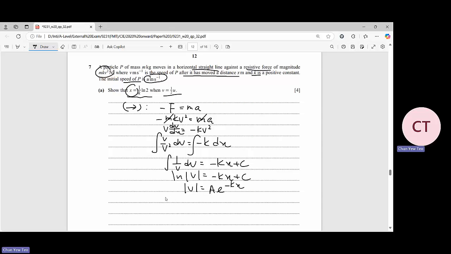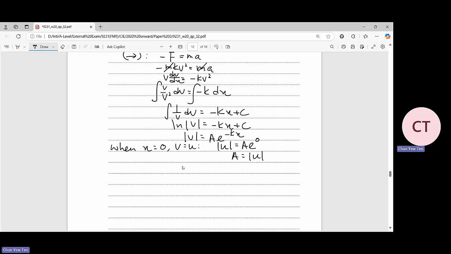So we need to find out what is the c. So when x is equal to 0, your v is equal to u. So modulus u is equal to a e power of 0. So your a is equal to the modulus u. So now let's proceed. Our modulus V is equal to the modulus U e power negative kx.